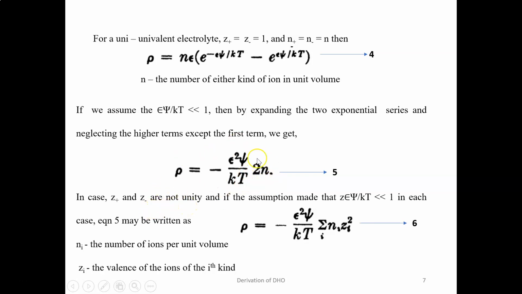So suppose Z+ and Z- are not unity, and Z epsilon psi divided by kT is very much less than 1, you can get the relation rho equal to minus epsilon squared psi divided by kT into sigma ni zi squared. So here ni is the number of ions present per unit volume, and zi is the valency of the ions of the ith kind.